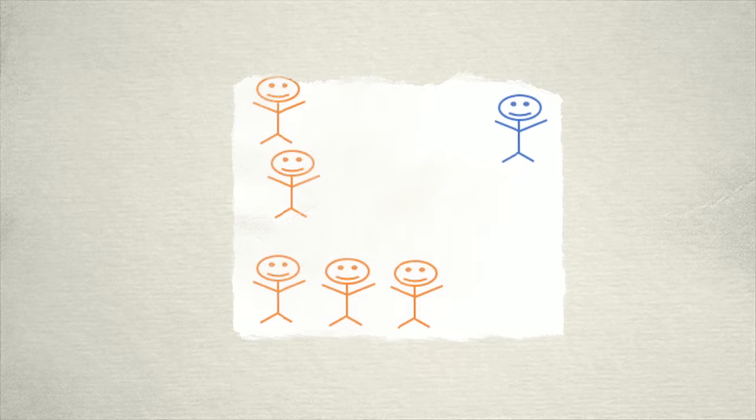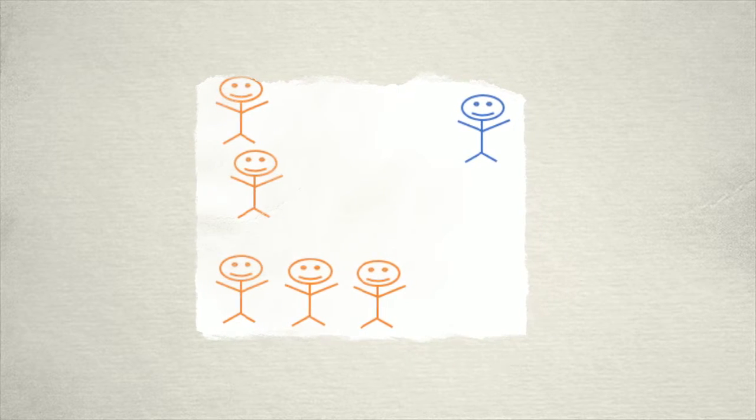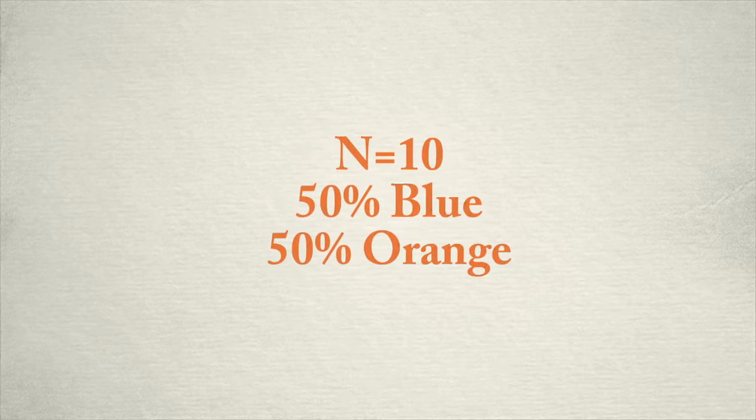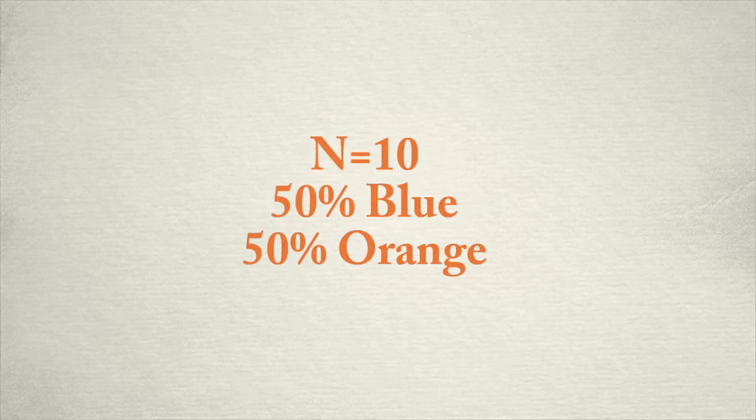On the day of our study, these are the first 6 people who walked through the door. Notice how unbalanced it is. Remember that we're trying to build a sample size of 10 with an equal number of blue and orange people. We already have 5 orange people in the sample. We don't need any more. When the next orange person walks through the door, we're going to turn them away. We already met our quota for orange people.